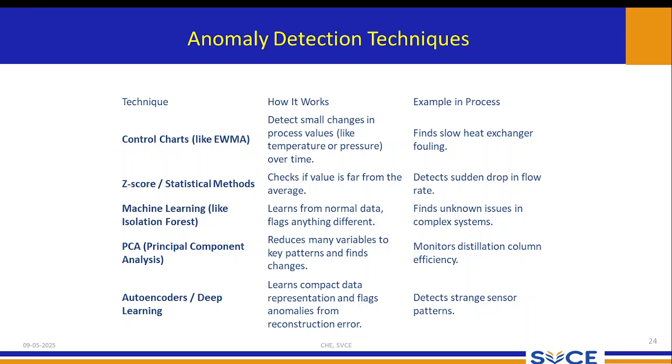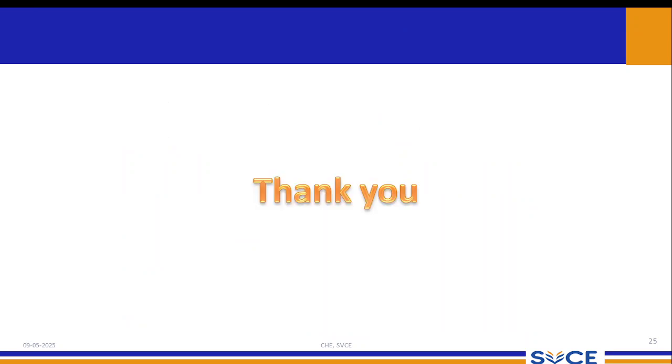Deep learning learns compact data representation and flags anomalies, and identifies anomalies beyond plus or minus 3 standard deviations. For example, from reconstruction error it detects changed sensor patterns. So there are different techniques available for anomaly detection, and this is how they work. These are the examples given here for your ready reference.